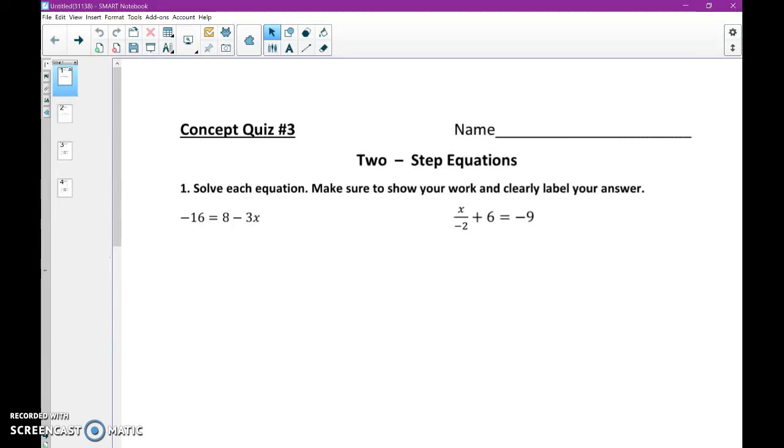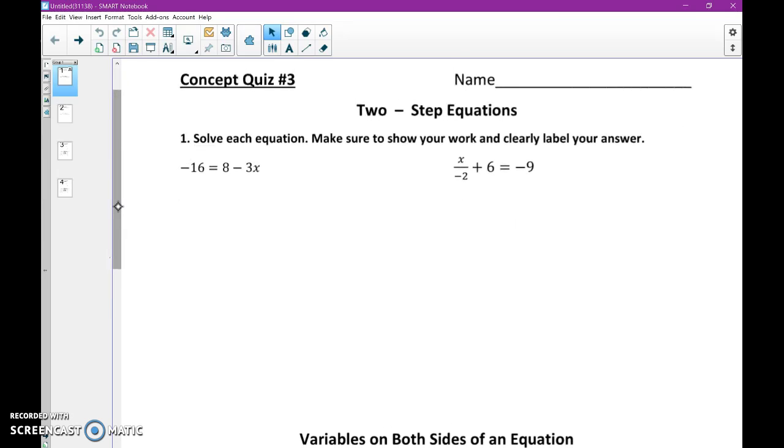Hi everyone, this is a video on how to do the two-step equations section of the concept quiz that you guys took yesterday on Thursday. So remember, they're called two-step equations because it should only take 2 steps to actually finish and get x by itself. So looking at our problem, remember our goal is to get x alone.